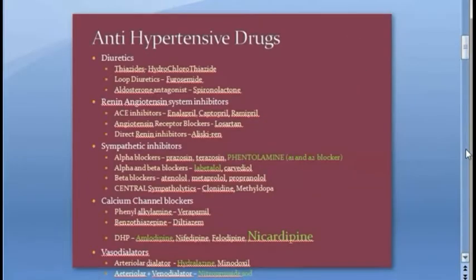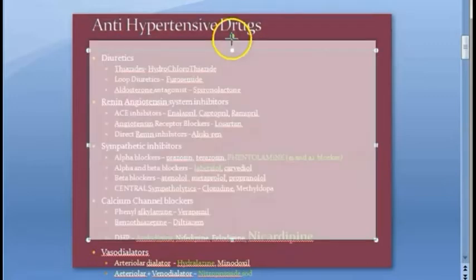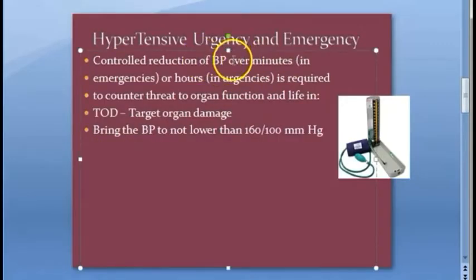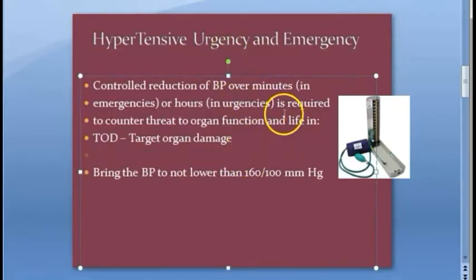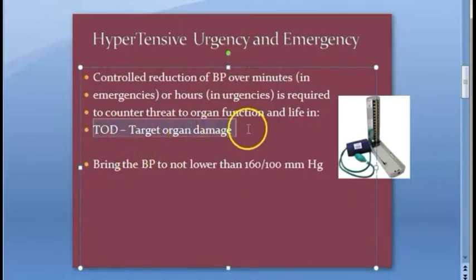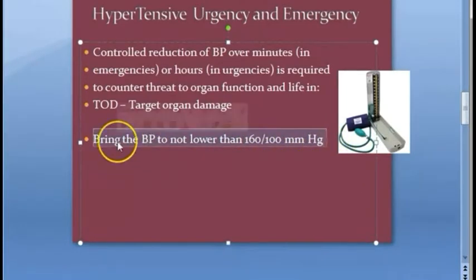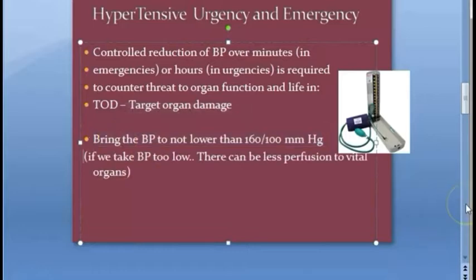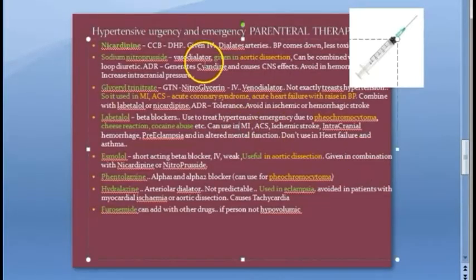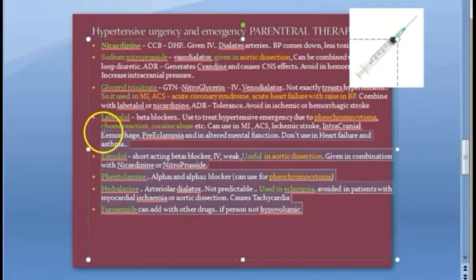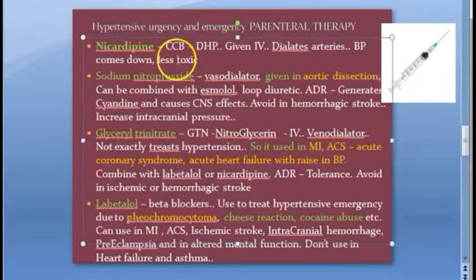The next drug is nitroglycerine. Nitroglycerine is an organic nitrate available in various dosage forms. It is converted in the vascular smooth muscle cells to nitric oxide, a free radical which activates guanylate cyclase, and the subsequent increase in cGMP leads to relaxation of vascular smooth muscles.